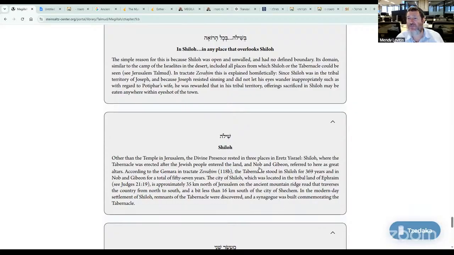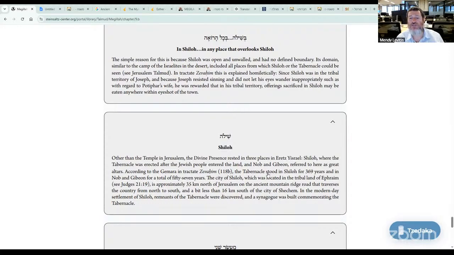So again, Nob was the city of priests. I asked someone, where's that location today? They seem to think it's in what we know today as Ramat Beit Shlomo or in Givat Sefartit, which is in the vicinity. Today it's the city of Jerusalem, but it's the new city. Or Gibon, I'm not sure exactly where Gibon is. Referring to here as great altars. According to the Gemara tractate Zvachim 118b, the tabernacle stood in Shiloh for 369 years. So it was a long time that it was in Shiloh, all the time of Joshua and the judges basically. And in Nob and Givon for a total of 57 years.